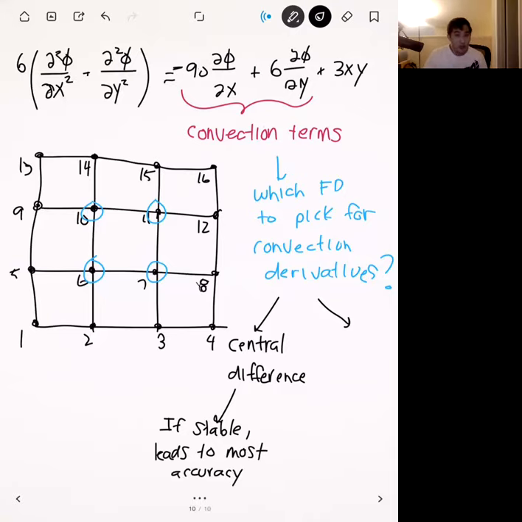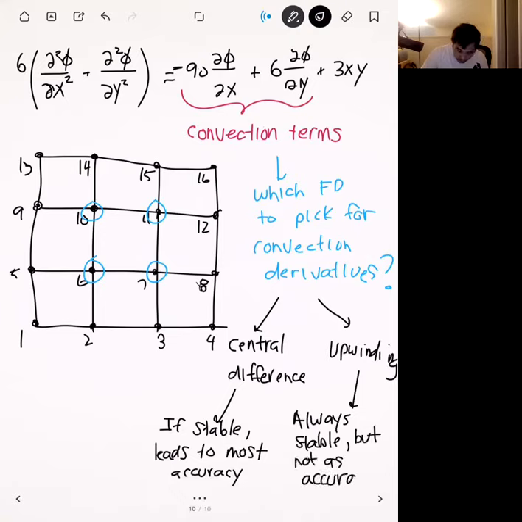And then the other option here is some kind of upwinding scheme. And that's either using forward difference or backward difference, depending on which direction the velocity is coming from. And the nice thing about upwinding is that it's always stable. But remember, upwinding schemes, be it forward difference or backward difference, are not as accurate.